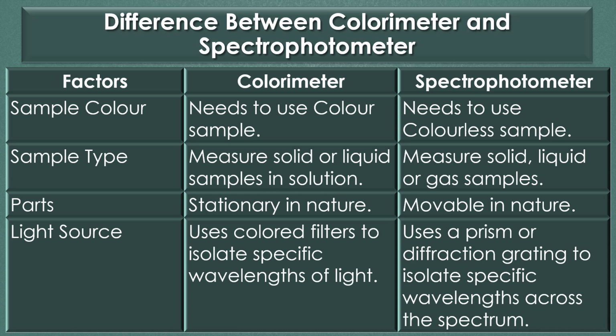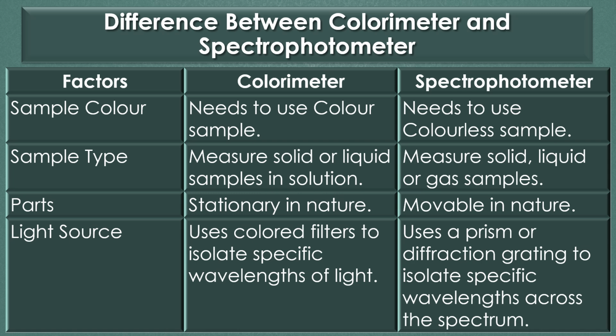Sample color: colorimeter needs to use color sample, but in contrast, spectrophotometer needs to use colorless sample. Sample type: colorimeter can only measure solid or liquid samples in a solution, and the spectrophotometer can measure solid, liquid, or gas samples. The parts of colorimeter are stationary in nature, but the parts of spectrophotometer are movable in nature.